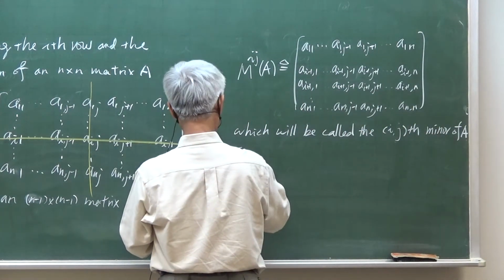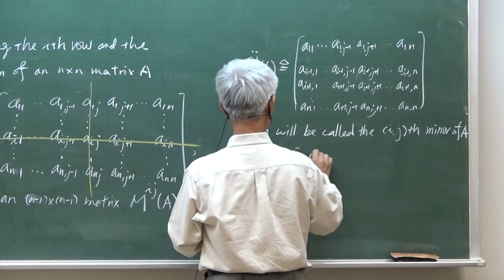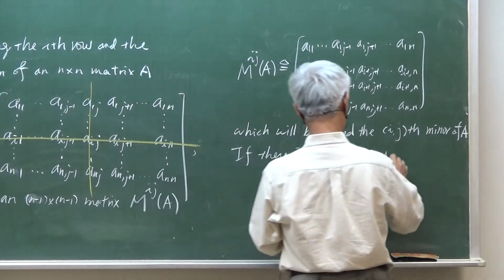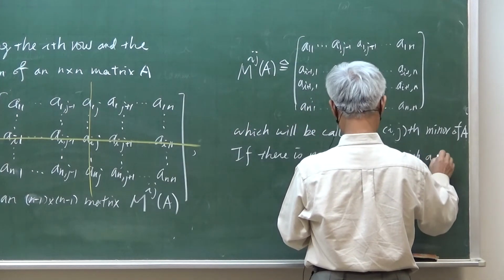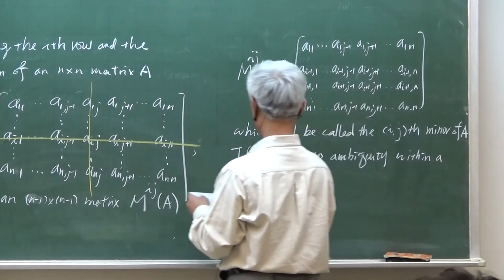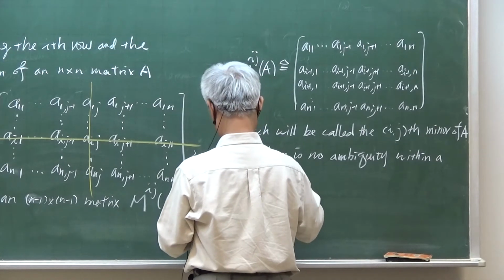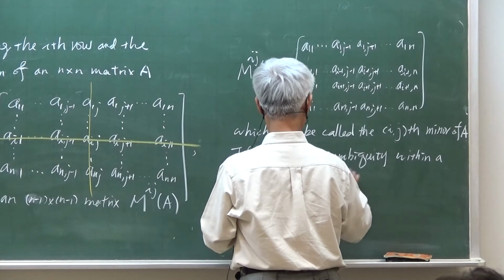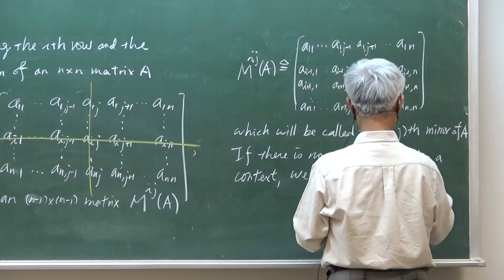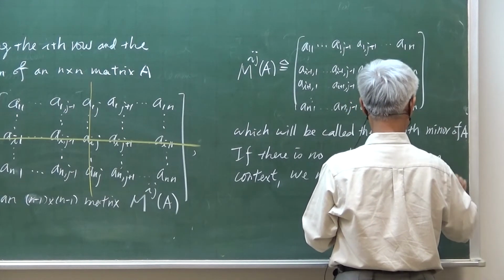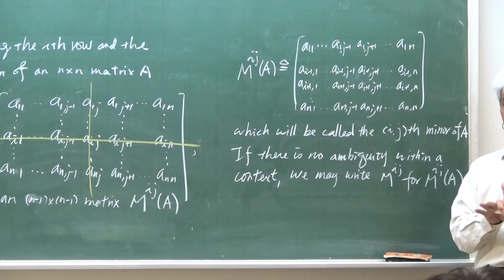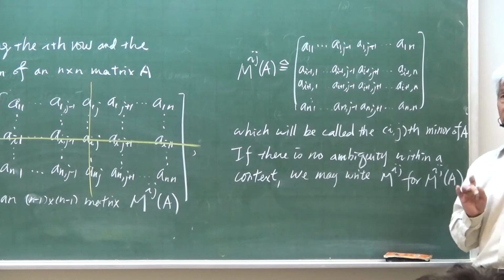So if there is no ambiguity within a context, we may write Mij or Mij. If we know what the original matrix A is, then we just write Mij instead of Mij.